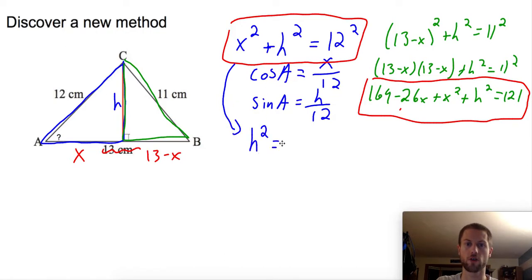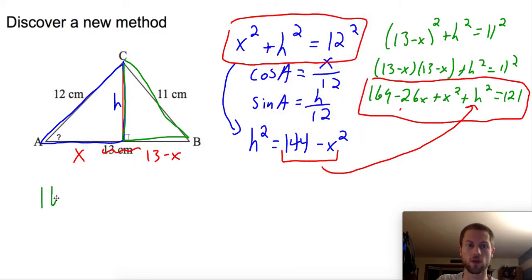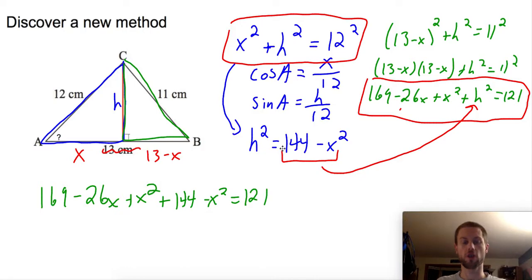So h squared should equal, that'll be 144 if I square that 12, minus x squared. And then I'm going to take that whole quantity and substitute it in for this h. So why don't I continue down here in green. So that's going to be 169 minus 26x plus x squared. Now I've substituted this 144 minus x squared in, so that'll be plus 144 minus x squared, and that's all equal to 121. All right, so I just combined those two Pythagorean theorem triangles into one equation.